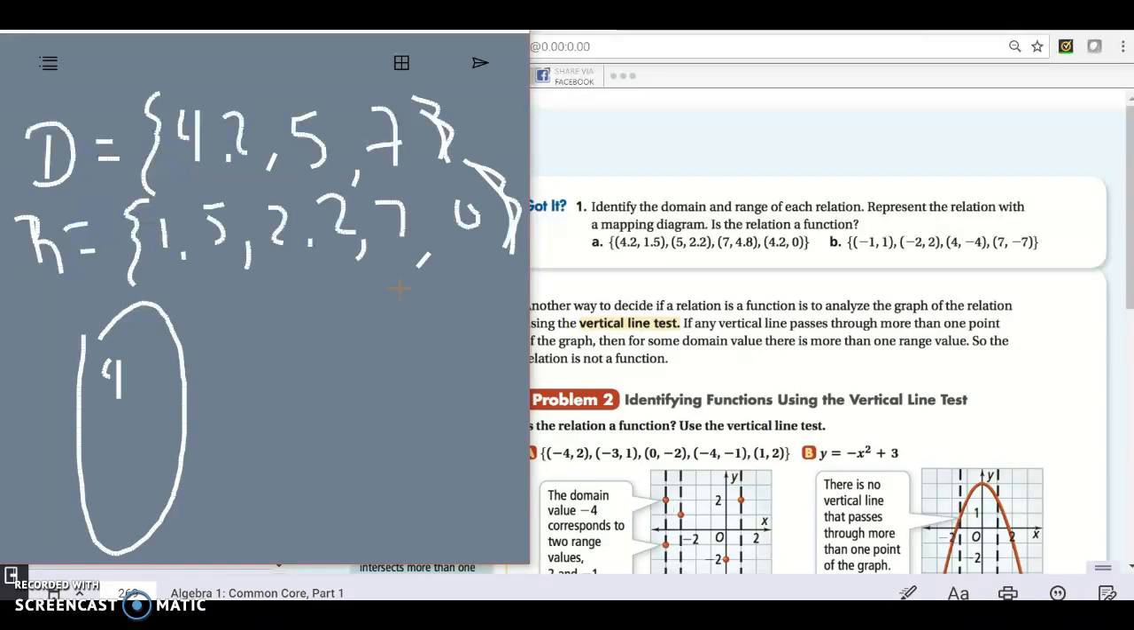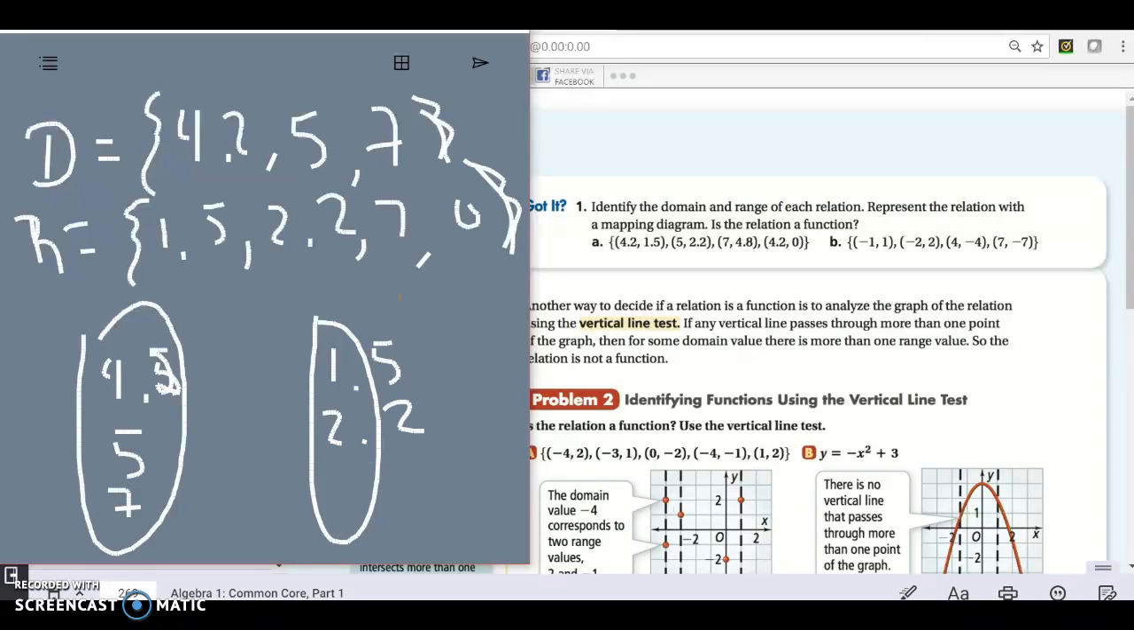So then if I map it, I have 4.5, oops, 4.2, excuse me, 5, and 7. That's my domain. My range is 1.5, 2.2, 7, and 0 goes up top, right?